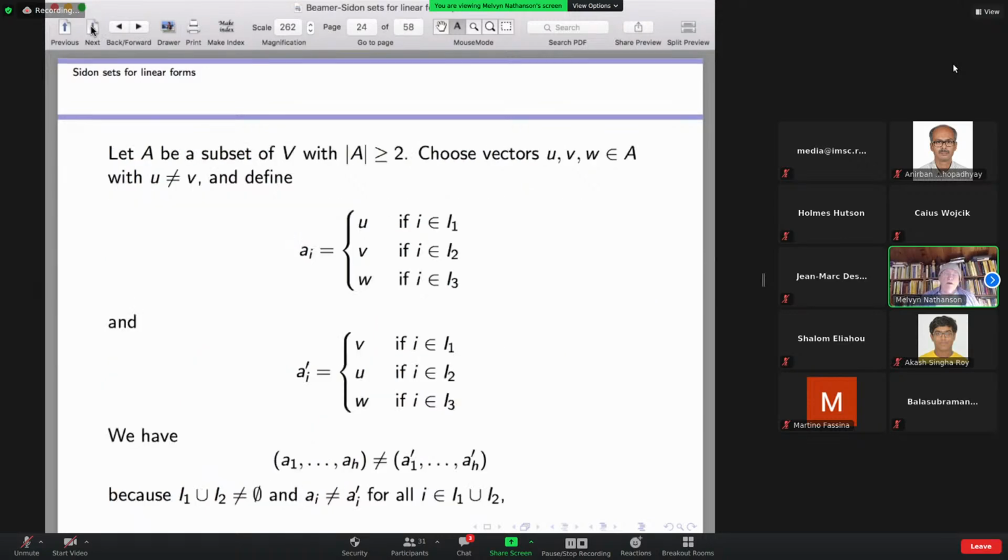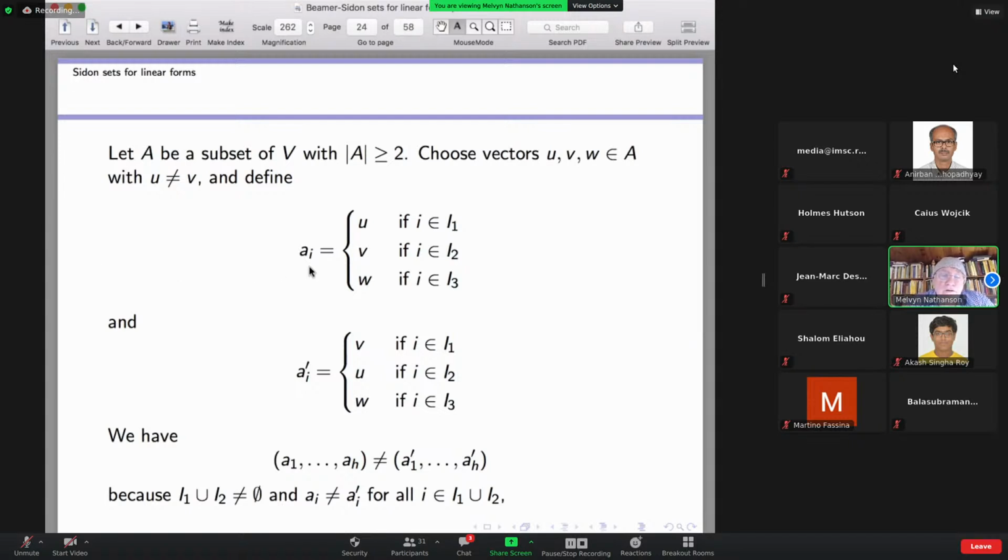So suppose we have this linear form phi, where you have two disjoint subset sums that are equal. And take any set A of vectors with at least two elements, so it's not a one element set. So you can choose vectors u, v, and w, where u is different from v. w can be equal to u or v or not, doesn't matter.